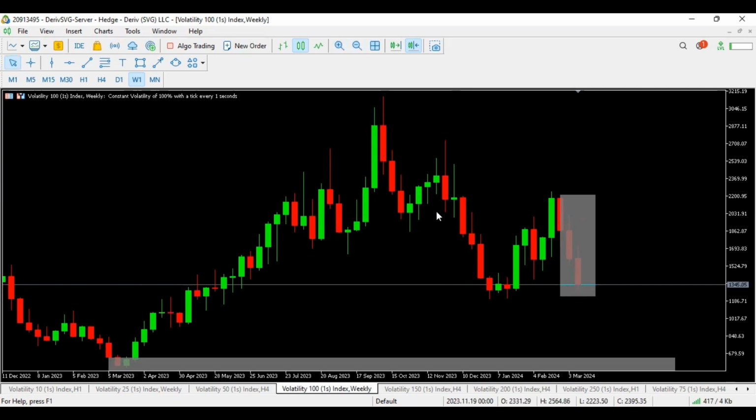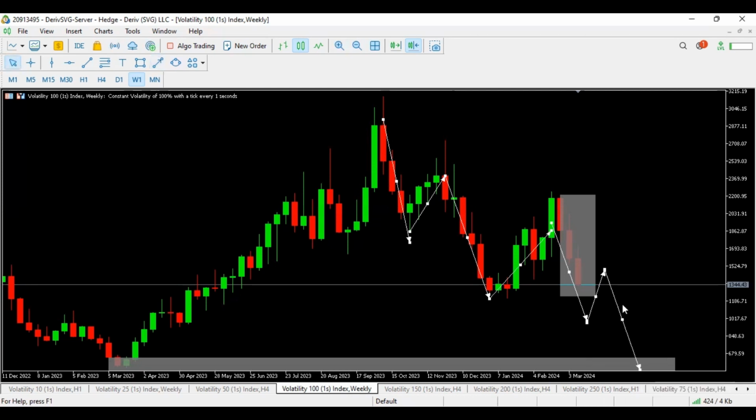And in terms of the phases, you can say this is an impulsive move, and then we have a correction. Impulsive move, correction. So right now, it seems we're in an impulsive move. Then we might expect a small correction, and then we continue like that.